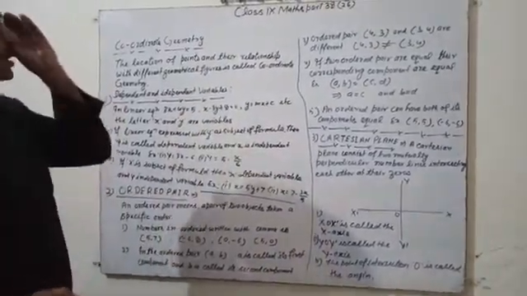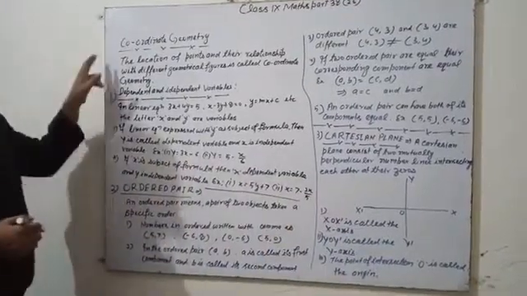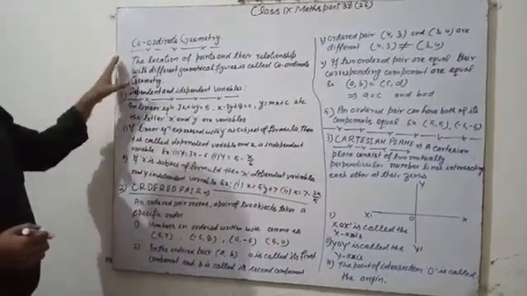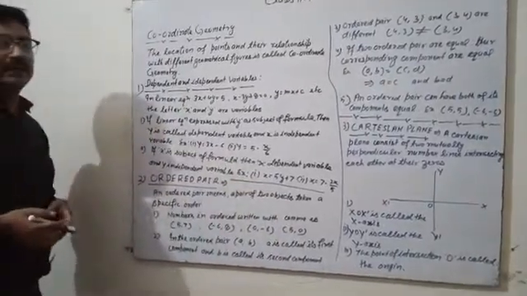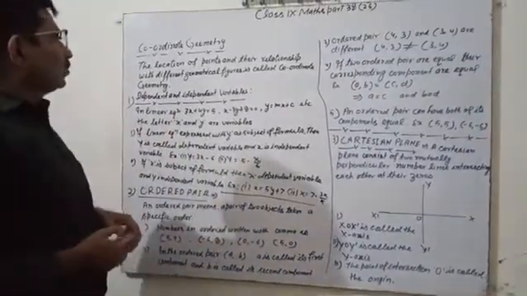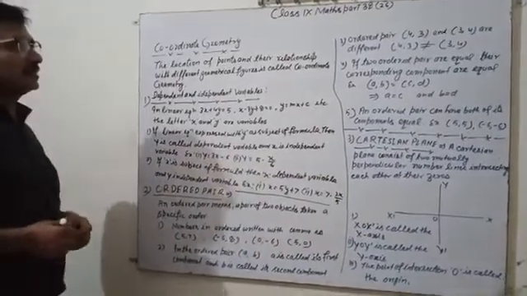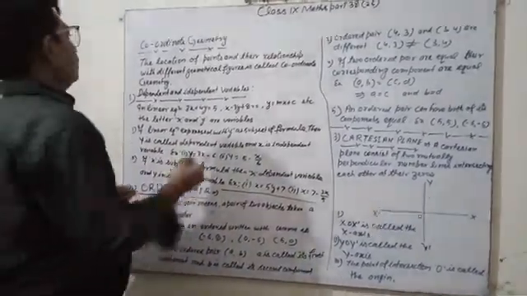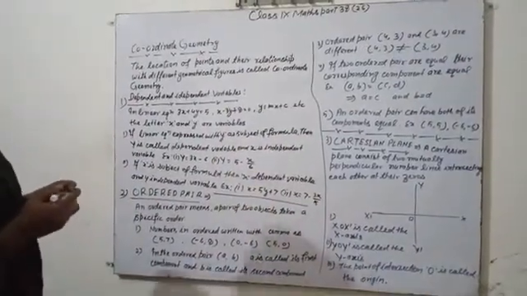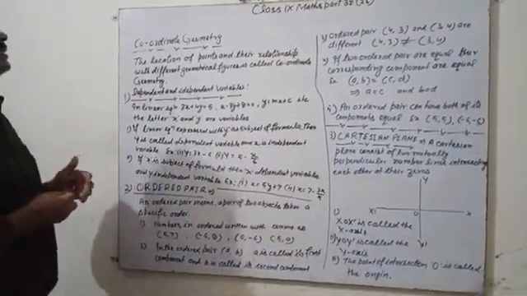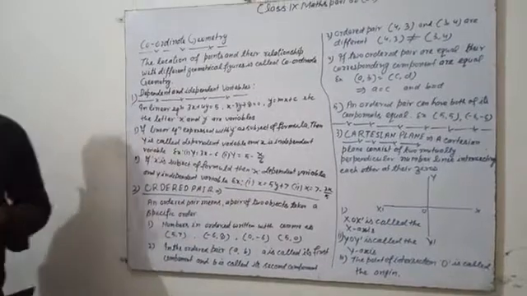I am going to discuss coordinate geometry. This is chapter 26. What do you mean by coordinate geometry? The location of points and their relationship with different geometrical figures is called coordinate geometry.